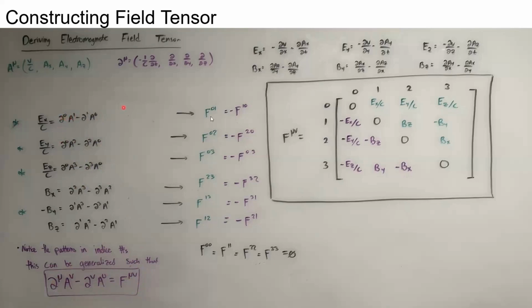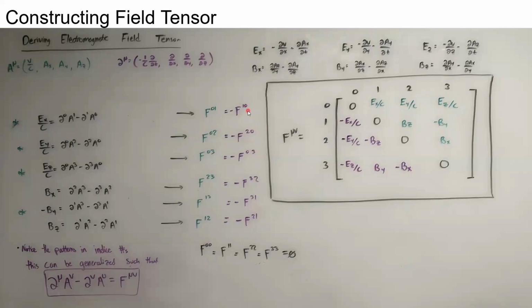So this corresponds to the 0, 1 element. So we went ahead and put this E_x over c in that 0, 1 element. Same thing here, 0, 2, 0, 3. And the reason why I solved for a negative y component is so that we could fill out the top half of this matrix first. We can quickly see that the diagonals are all going to be 0. And this is an anti-symmetric matrix.